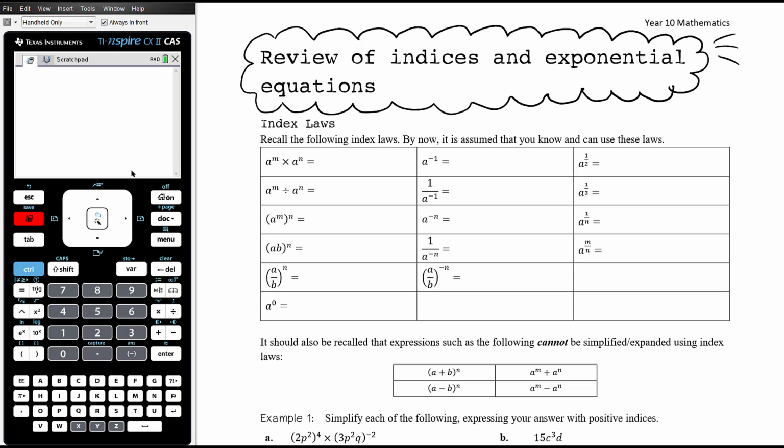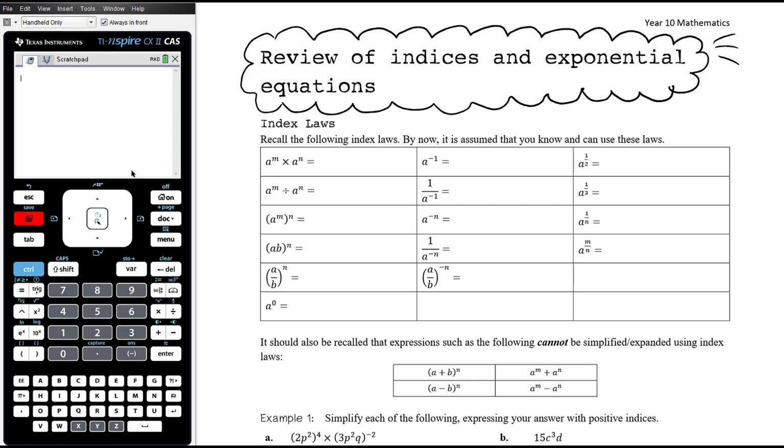If I remember, I'll link to some of the relevant videos from semester 1 here at this point. But yeah, going back to the topic on indices, certain indices would include a lot of this. Okay, so let's just recall our index laws. By now it's assumed that you know and can use these laws.